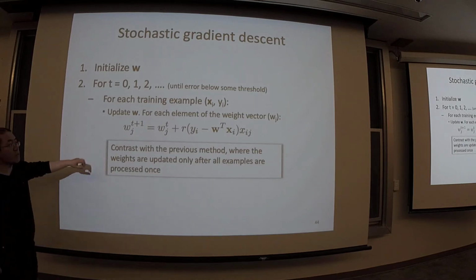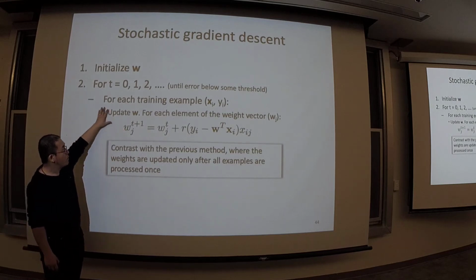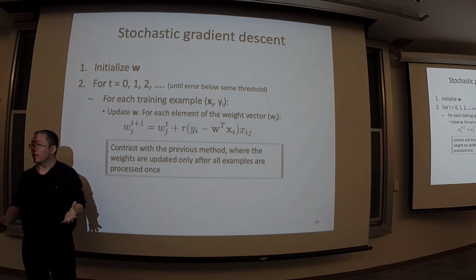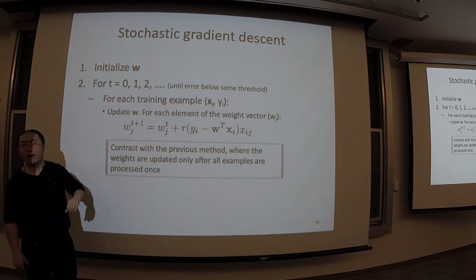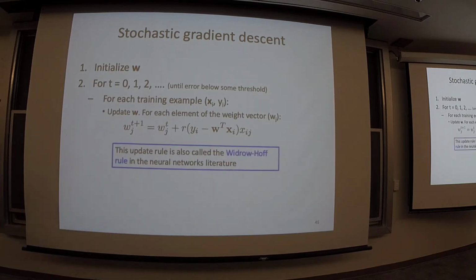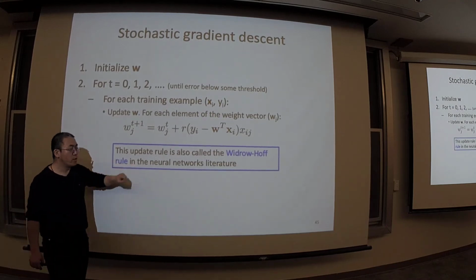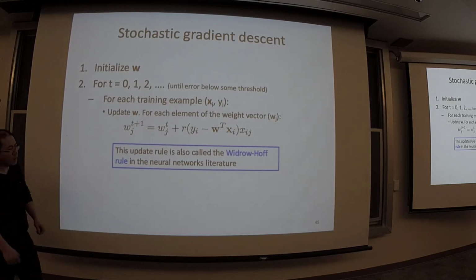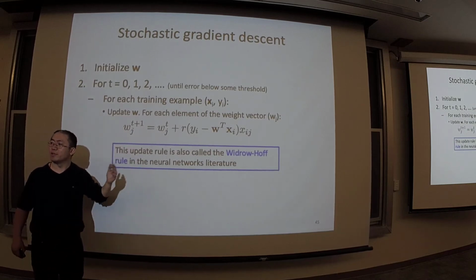Here is the key difference with batch gradient descent, where you go through all the training examples just to compute one exact gradient, then do one update. Stochastic gradient descent just looks at one example, does an update, then looks at another example, does another update. This update rule is also called the Widrow-Hoff rule in the neural network literature. Right now, not too many people mention this. People just call it stochastic gradient descent.